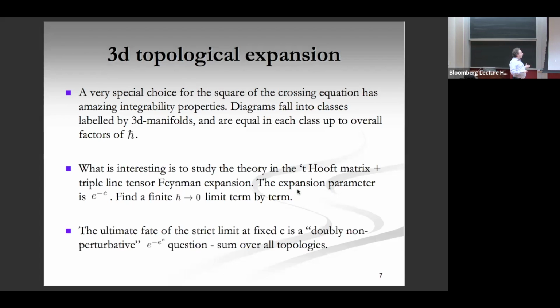And so then you can try to study the theory in the sort of 't Hooft expansion of the matrix model and this Feynman triple line expansion of the tensors, and reorganize the expansion as an e to the minus c expansion instead of an h bar expansion.